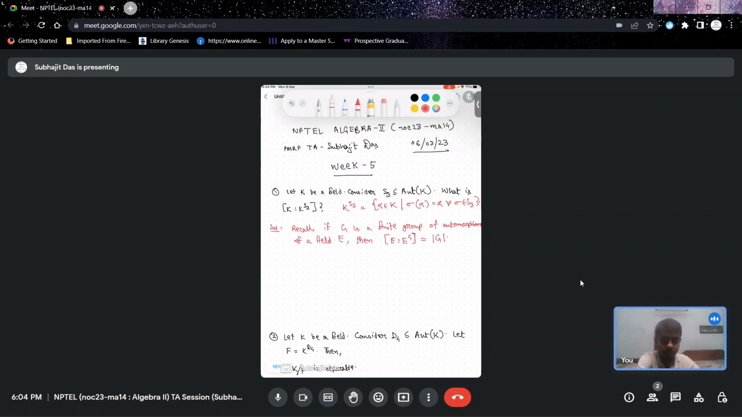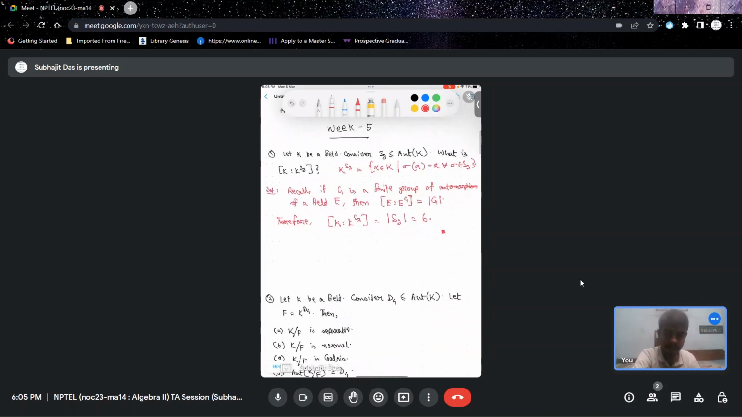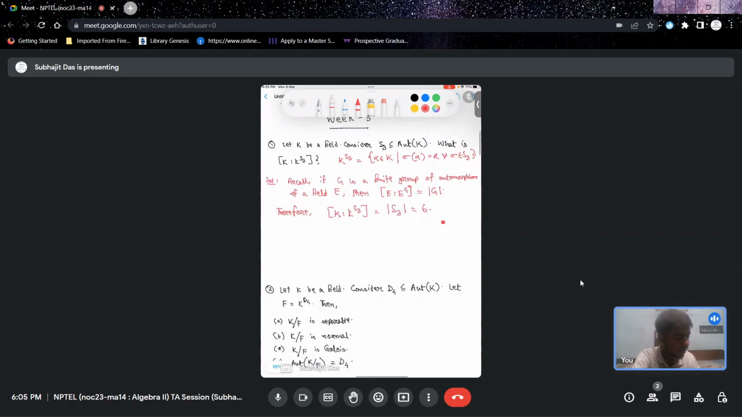So this is a popular theorem that I hope you have learned previously, and using this we therefore have that the degree of K over K power S3 is exactly equal to the cardinality of S3, which is 6, and there you have it. It's very simple. So the answer will be 6. Okay, so let us move on to the next problem.